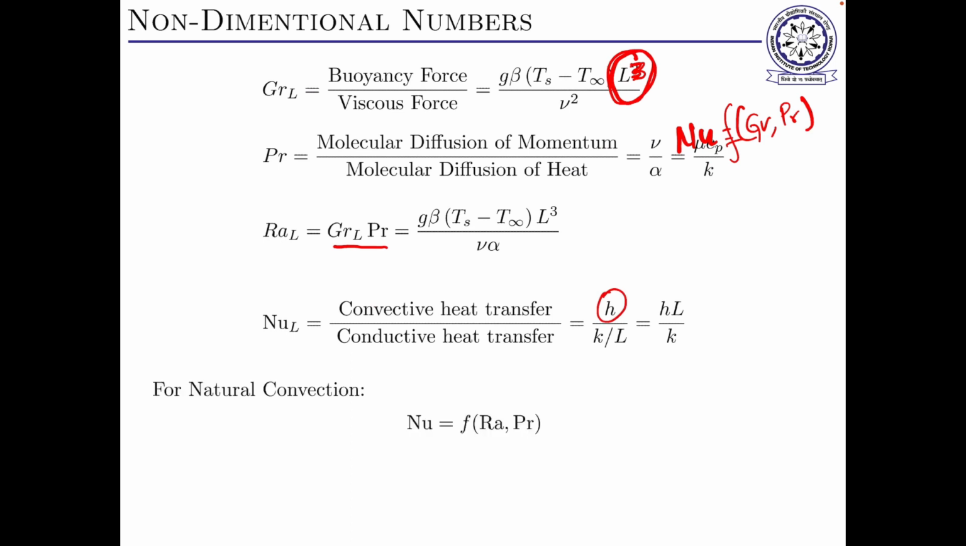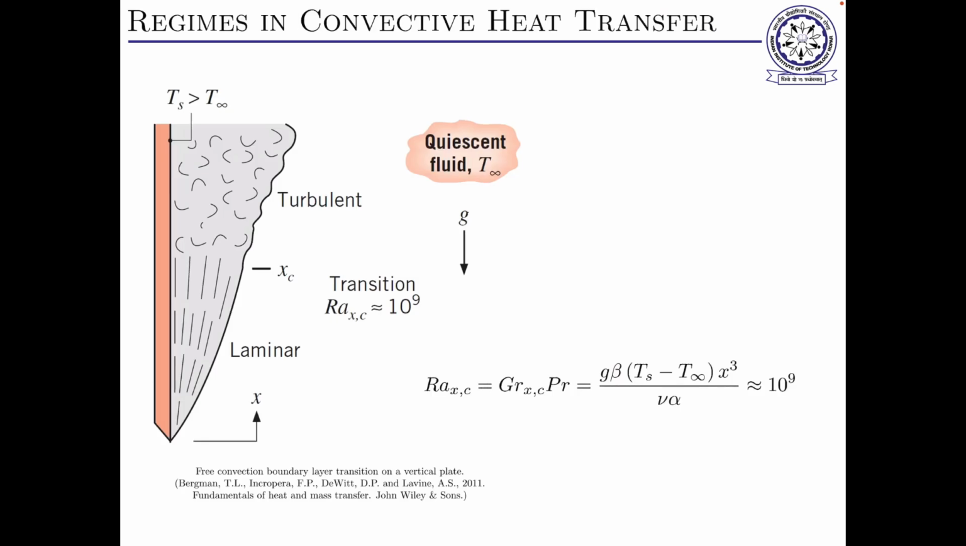In the case of natural convection, as I already told, I'm very sorry, the Grashof number is there and the Prandtl number is there, so it's not wrong. Actually, the Rayleigh number and the Prandtl number are there, because the Grashof number is included in the Rayleigh number. So in natural convection, the Nusselt number is a function of the Rayleigh number and the Prandtl number.